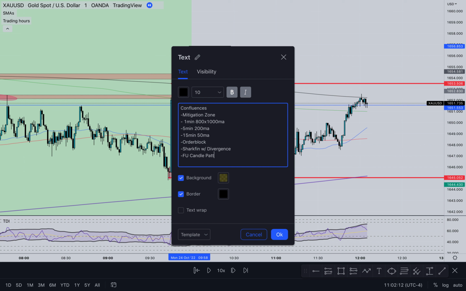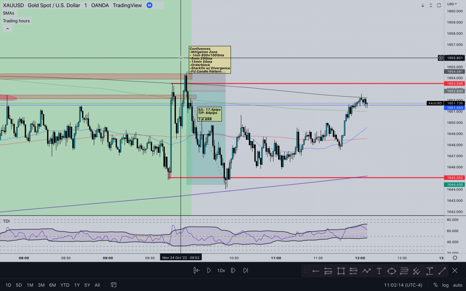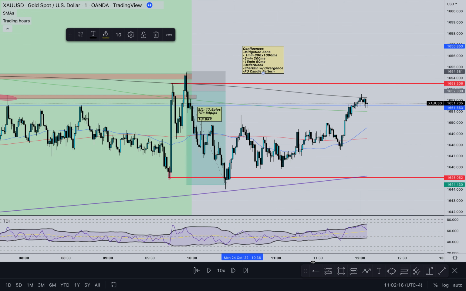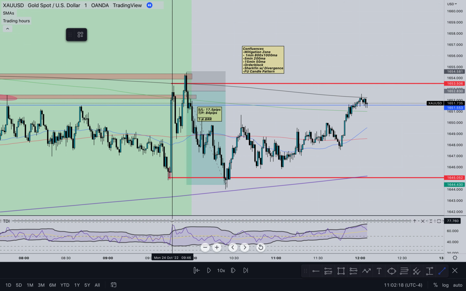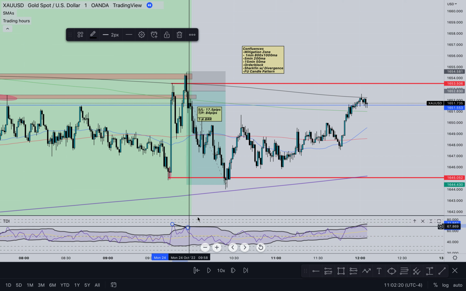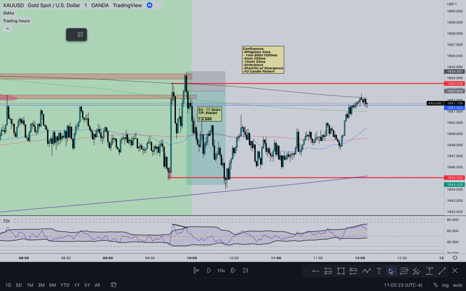These are all the confluences in one trade. Boom. I'm gonna show you guys the divergence so you don't forget. Voila.